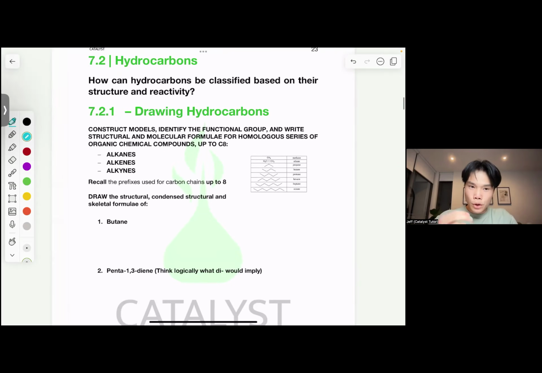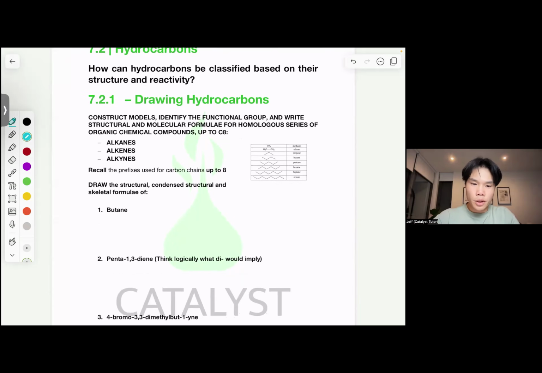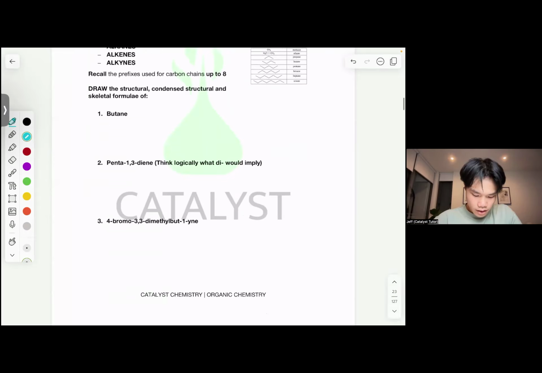Drawing: you should be able to draw any organic compound using structural, condensed structural, and skeletal formula. In your exam, you're most commonly expected to use structural formula, the full thing. So if you're ever asked to draw something, that is what you draw it in. Do not draw by default in condensed structural or skeletal, or you'll get marked down. So draw in full structural if ever in doubt. That's your golden rule of thumb.